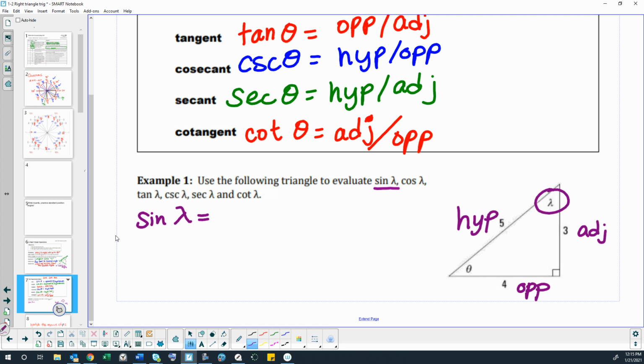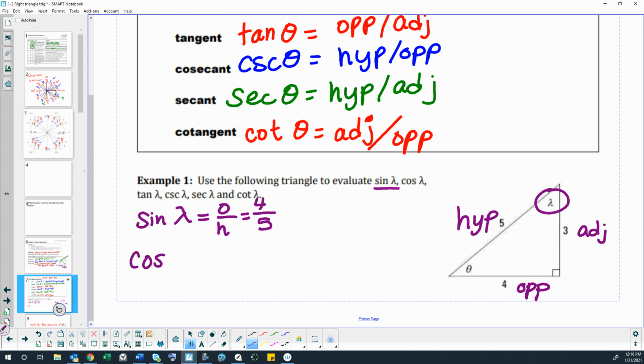Okay, so sine is opposite over hypotenuse. So the opposite side is 4 and the hypotenuse is 5. That means that for this particular angle, lambda, we don't know what it is, but we don't care. The ratio of those two sides is 4/5. It doesn't matter how big that triangle is. If we had a different triangle with the same angles with different side lengths, it would still reduce down to 4/5 or 0.8. It would always be that same sine ratio.